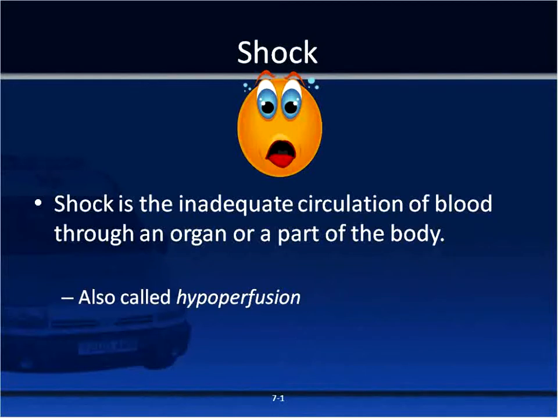Shock is referred to as hypoperfusion. Hypoperfusion is inadequate circulation of blood through an organ or a part of the body. Just break that word down: hypo, low; perfusion, blood flow.